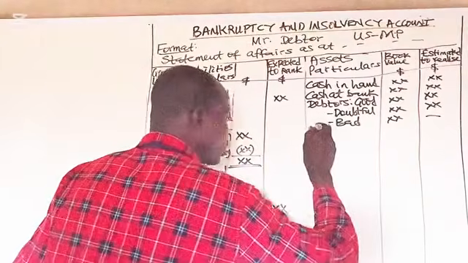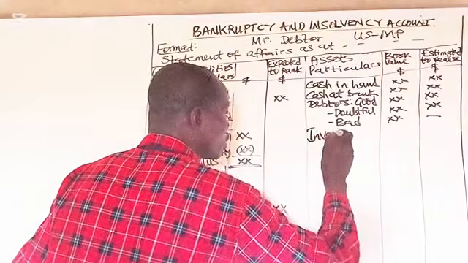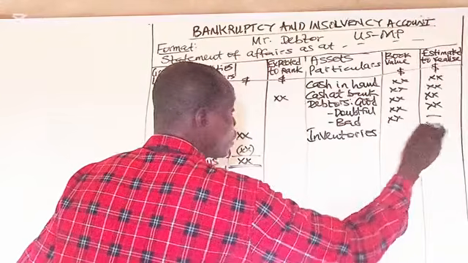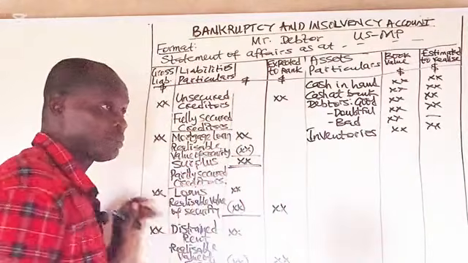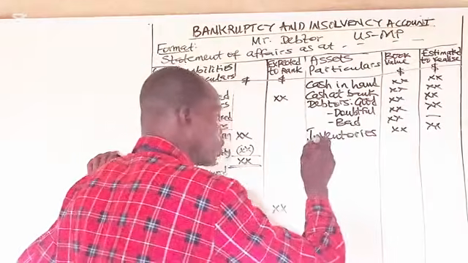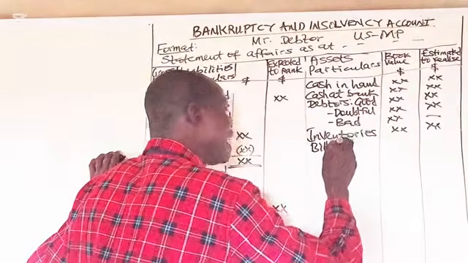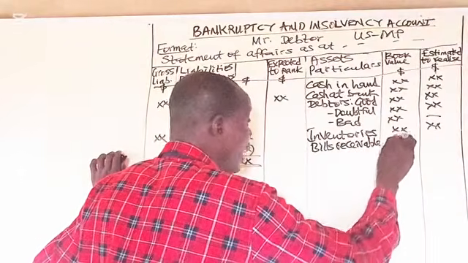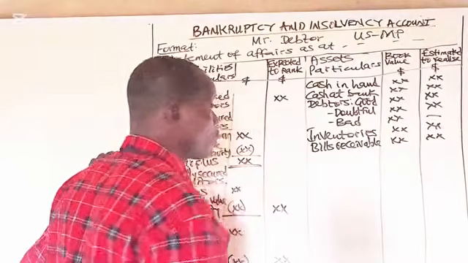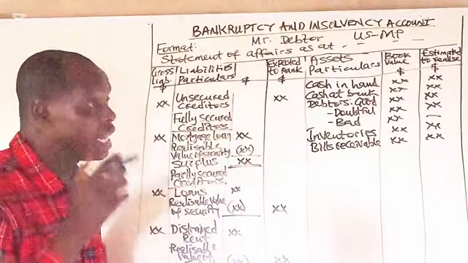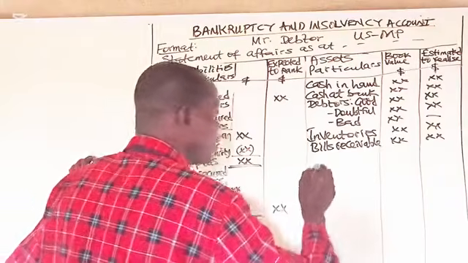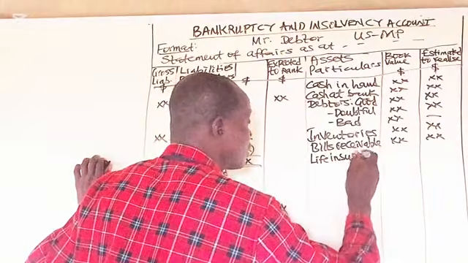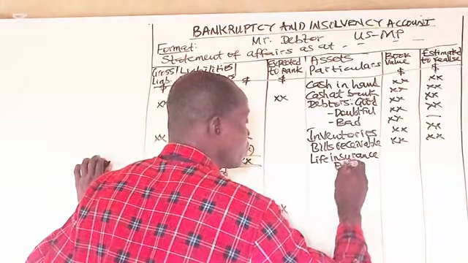Then inventories. Inventories not used as securities. Remember, I've told you assets not used as securities are what you need here. Then bills receivables. Any of these assets may be used as security in the question, but you have to look at the question. Which ones are not used as security? Those not used as security are the ones you need here. Then life insurance policy.